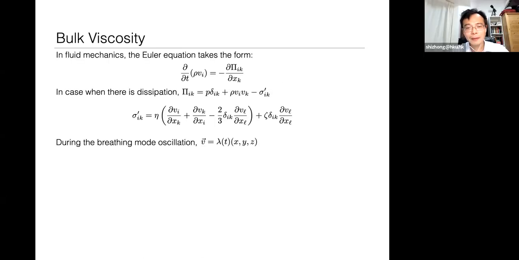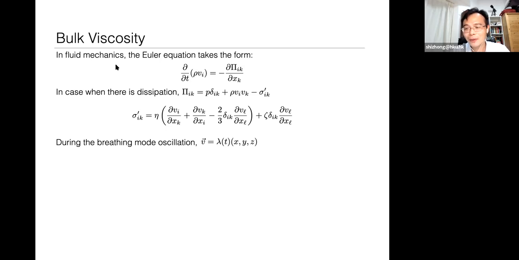Okay, so maybe let me just go to the bulk viscosity, since this seems to be the more interesting part. So again, this is at the request of Joseph. So if again I take longer time, then that's his fault. Okay, so what is the bulk viscosity?